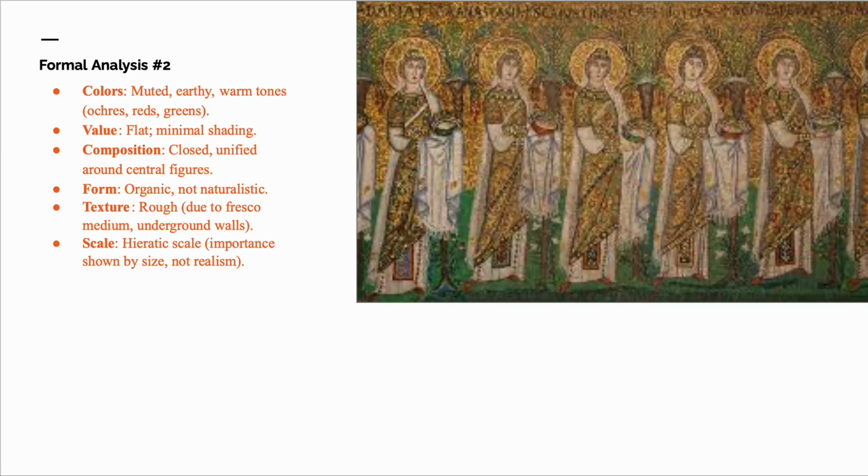The form analysis part 2 of a picture right here to the right. A lot of green was used here, with an earthy color on top, kind of fading down. But it had warm tones, orchid, reds, and greens. The value was flat, minimal shading. Composition was closed, unified around central figures, as we talked about in slide 2. The form was organic, non-naturalistic.